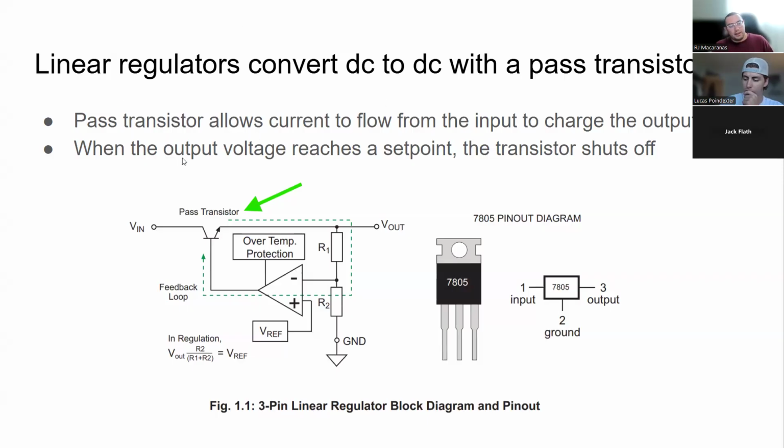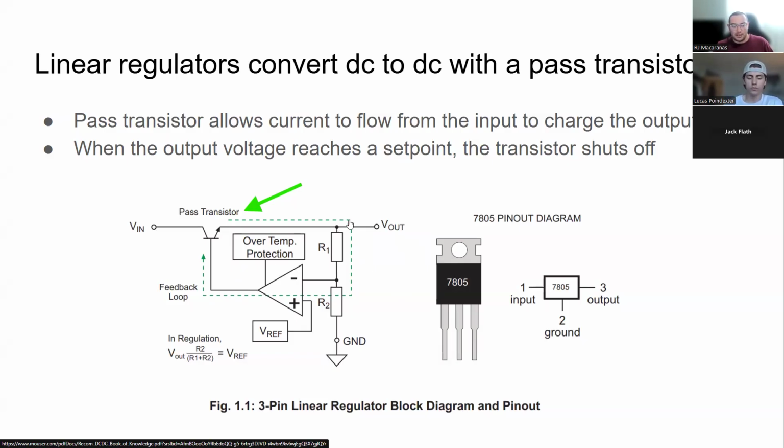And so how this works is there's a feedback network, right? So here we have a voltage divider made of these two resistors, and we're tapping off of the voltage divider and feeding into an op amp. And this op amp is comparing the output voltage, being scaled down, to some internal reference voltage. And depending on the difference of that reference voltage and the output voltage, it will send a signal to the pass transistor to send some amount of current to the output, right?